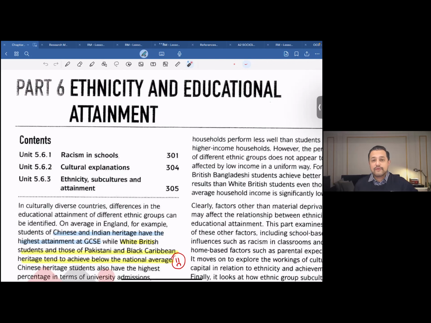Today we'll be discussing ethnicity as a factor to explain differences in educational attainment. Before we start off with ethnicity, I'd like to remind you all that we've already done intelligence and social class. Today, while discussing the role of ethnicity in explaining differences in educational attainment, I'd like to broadly put this into three main headings. Number one, we'd speak about racism that is experienced within schools. Number two, cultural explanations. And number three, ethnicity, subcultures, and attainment. So, our lesson for today is about the extent to which racism within schools affects the educational attainment of pupils.